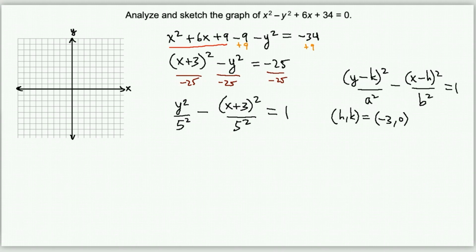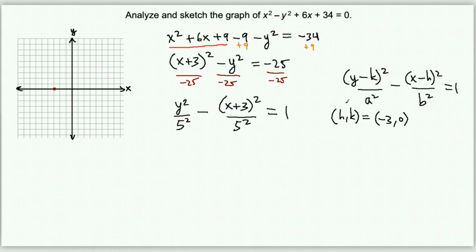Let's plot that. Minus 3 comma 0. So this is the center. And as you know, the center is not a point through which the hyperbola actually passes. The hyperbola is on both sides. The vertices will be equidistant from this center. Is it going to be a vertical line or a horizontal line?